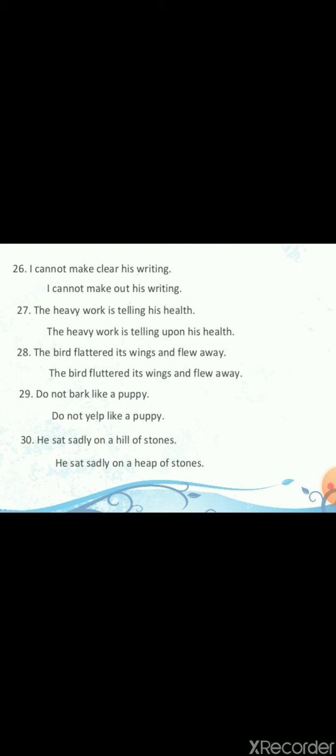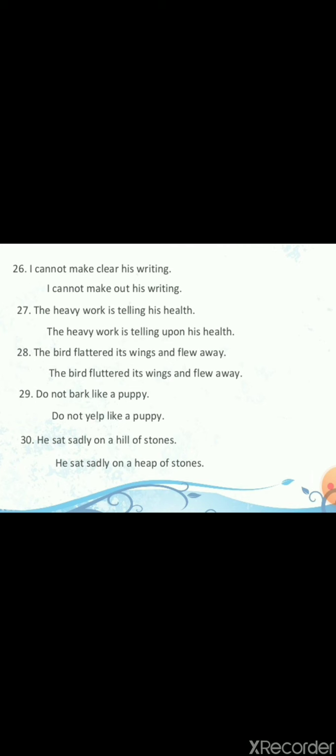Moving ahead, I cannot make out his writing. That is correct. The heavy work is telling upon his health.